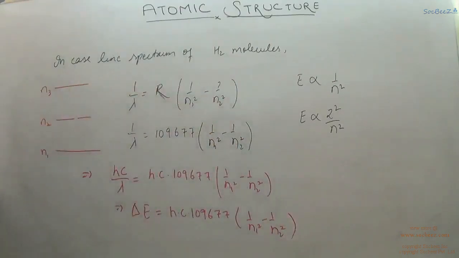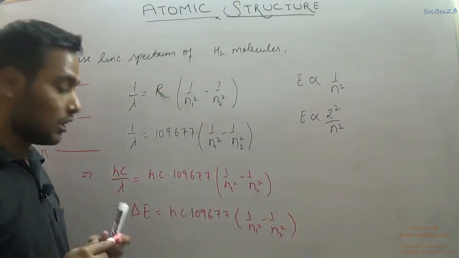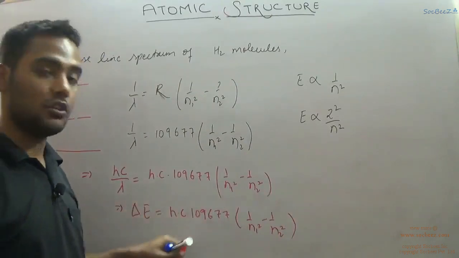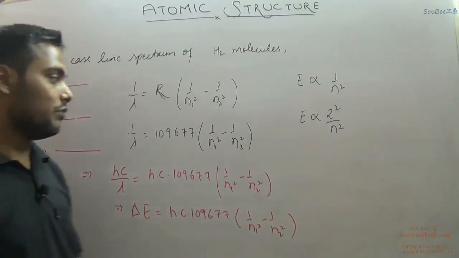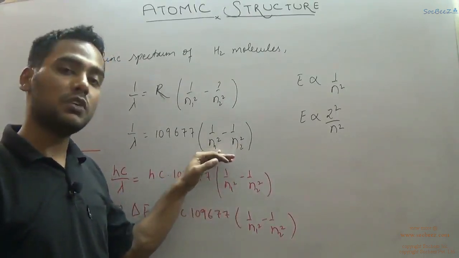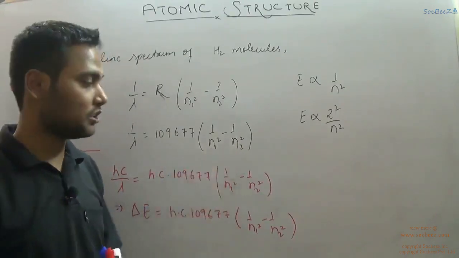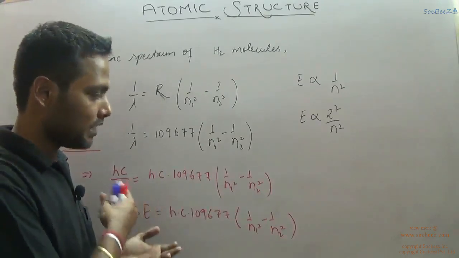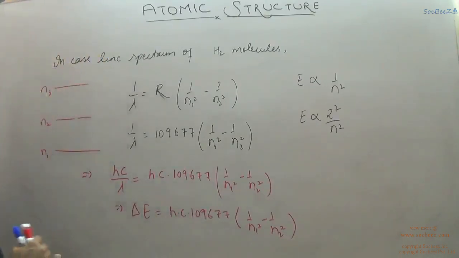In our next video we are going to arrive at this conclusion. We are going to see the proof of this particular expression of energy gap. Remember that only the Balmer series, in which n1 equals 2, falls in the visible region. If n1 equals 1, it is the Lyman series. For n1 equals 2, it is the Balmer series. For n1 equals 3, it is Paschen, and then Brackett, then Humphreys, then Pfund. There are many series as proposed by different scientists at different times.